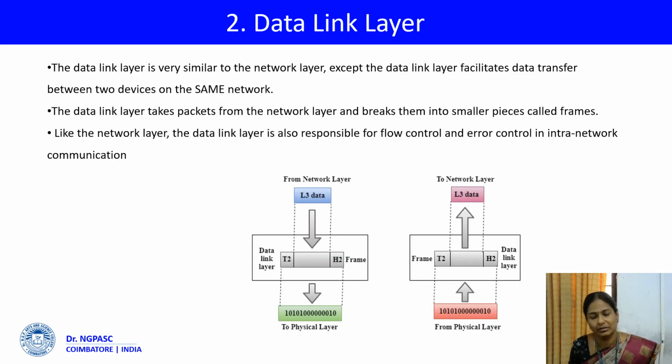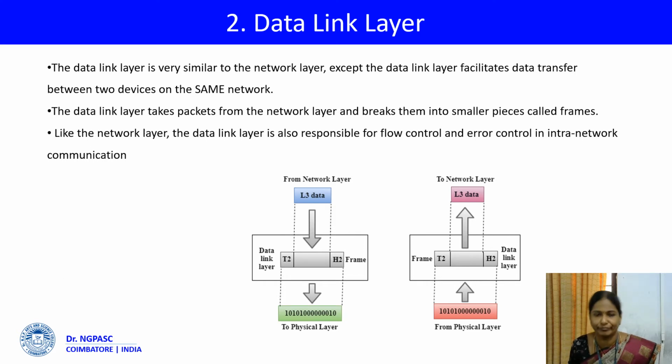The next layer is the data link layer. The data link layer is a very important layer in the OSI model. It's the second layer of the OSI model. The data link layer accepts the data from the network layer and passes it to the physical layer. Whenever you transmit data between two devices on the same network, only the physical layer and data link layer are enough.